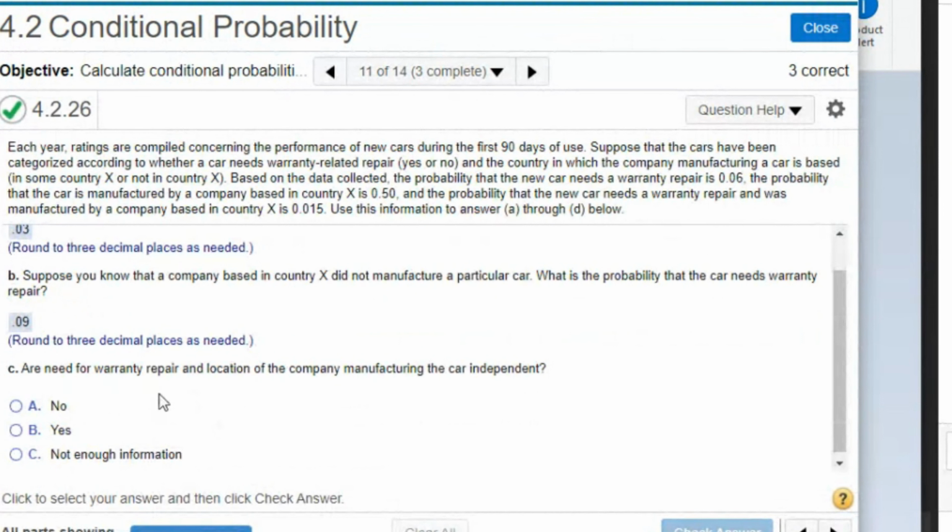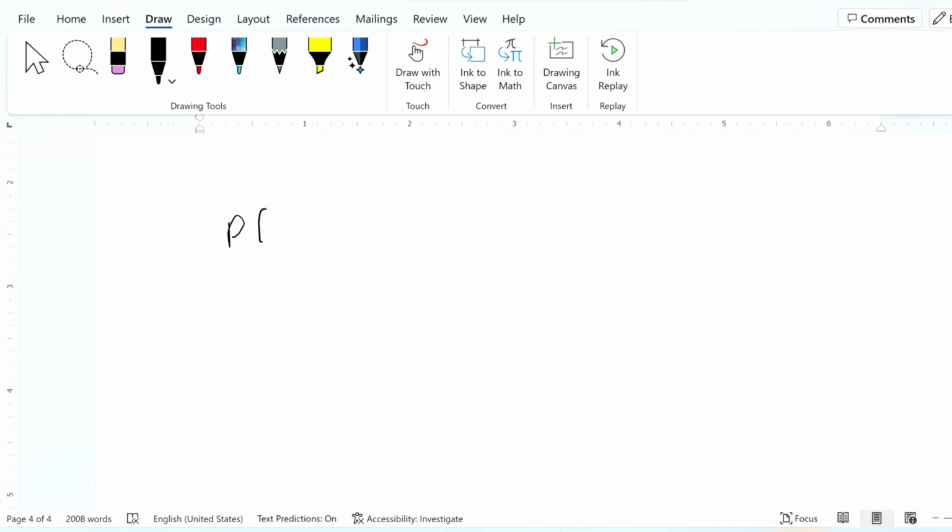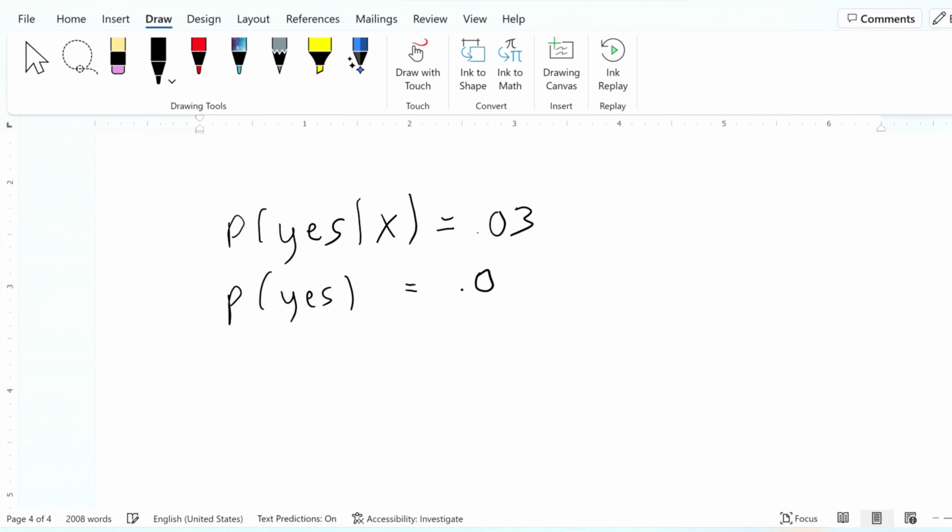Great. Next part, C. Are the need for warranty repair and the location of the company manufacturing the car independent? So we already know that the probability of yes given X is 0.03. So what is the probability of yes without the given information about the country? The probability of yes is 0.06. So is the probability of yes given country X the same as the probability of yes? No. 0.03 is not equal to 0.06, so they are not independent.